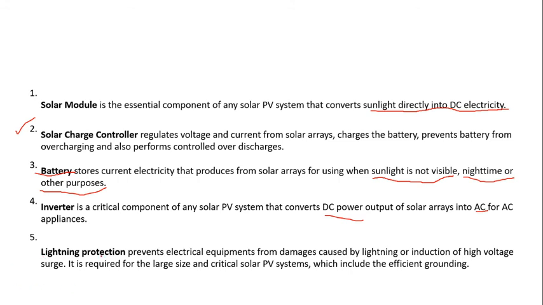Next one is lightning protection. Lightning protection prevents electrical equipment from being damaged by lightning or the introduction of high voltage surges. It is required for large, critical solar PV systems, and includes effective grounding. So whenever we are installing solar farms, at that time we require lightning protection. Otherwise, for our domestic appliances or domestic purposes, we do not install this lightning protection for our homes. Okay, so whenever large solar farms are installed over a region, at that time we require this kind of protection also.